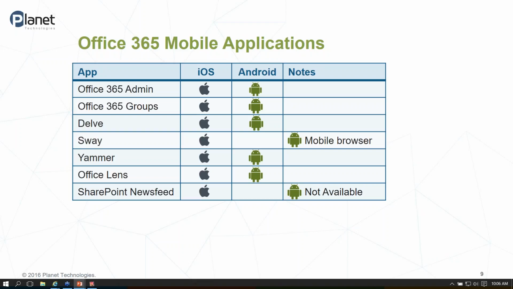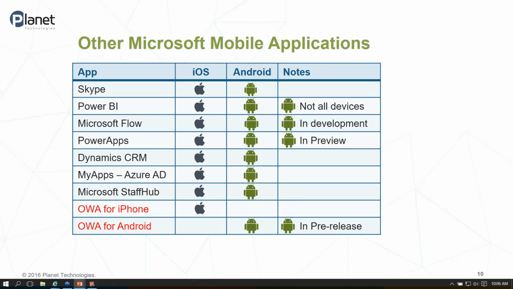Yammer, if your organization is on Yammer, again, there's an app available for that. Office Lens isn't necessarily a component of Office 365, but it ties into OneNote and OneDrive. And then SharePoint Newsfeed. There is a separate iOS application for the Newsfeed that's not available on Android, and this is one of the few that you're going to see that is actually not on Android. So, one more slide before we start looking at the applications themselves.